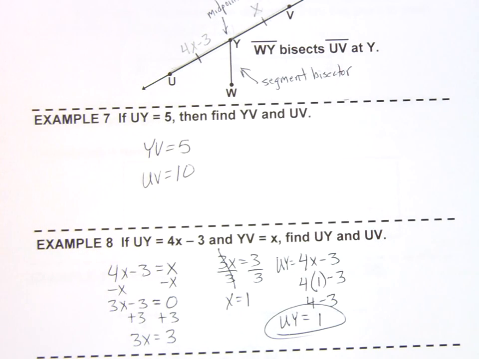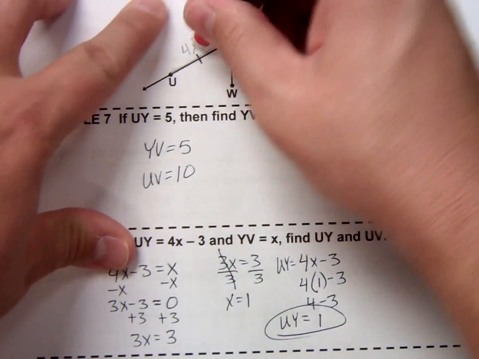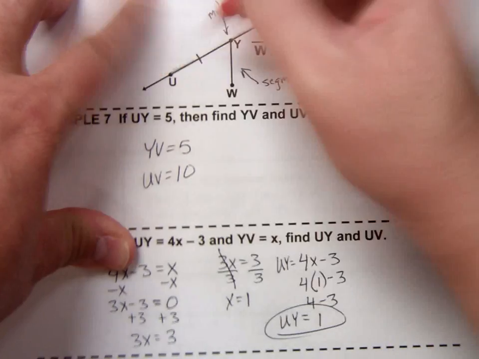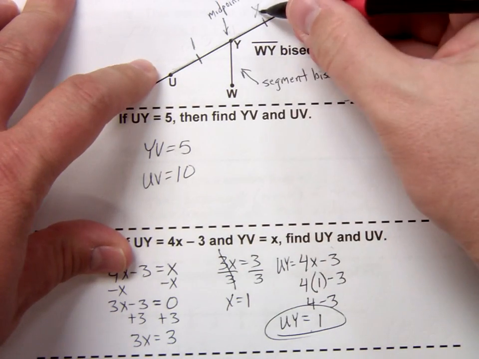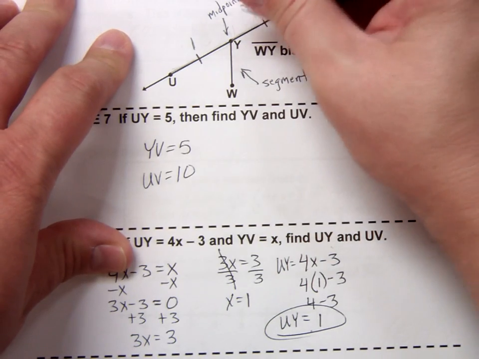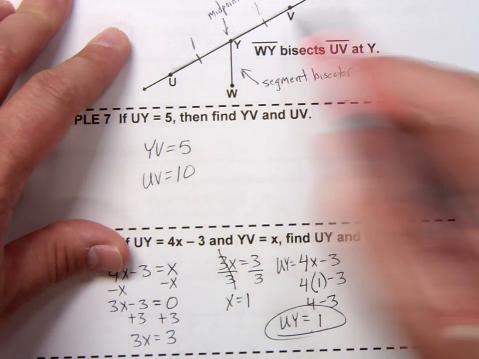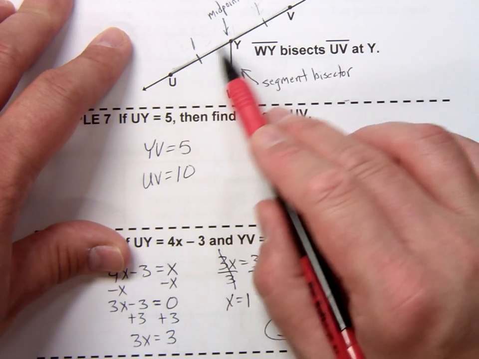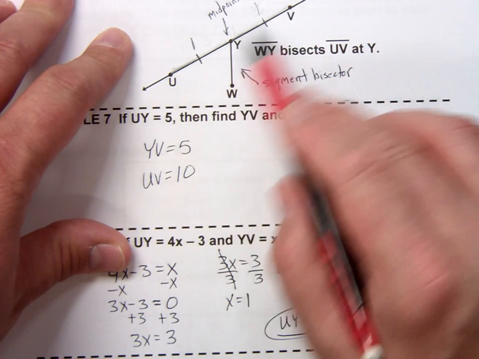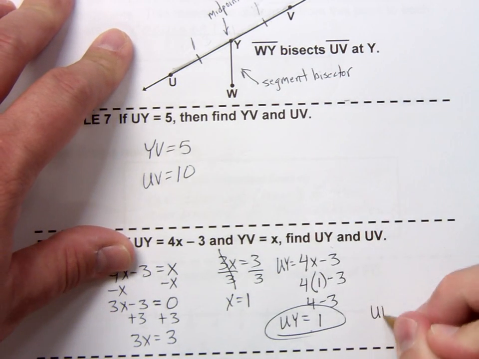Then I'm also supposed to find the distance from U to V. Well, we just finished figuring out that the distance from U to Y is equal to 1. And we already know x is 1, right? So this has a length of 1. So if both of these segments have a length of 1, what would the distance be from U to V? We're just adding 1 plus 1, and that whole thing would have a length of 2. So the distance from U to V is equal to 2.